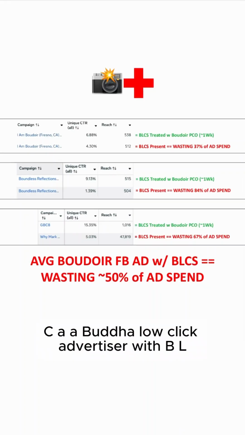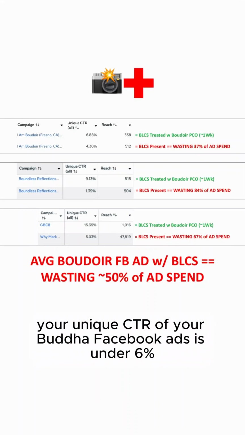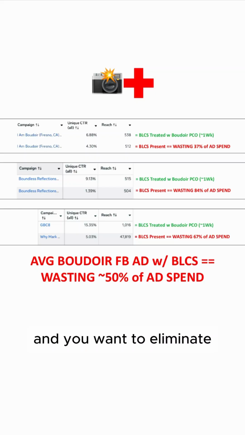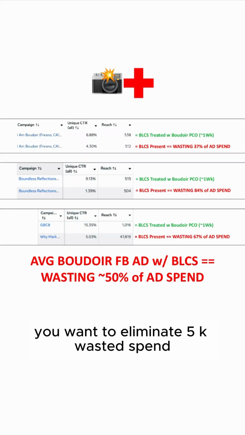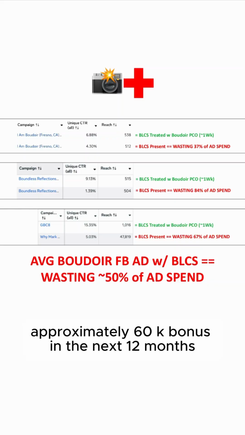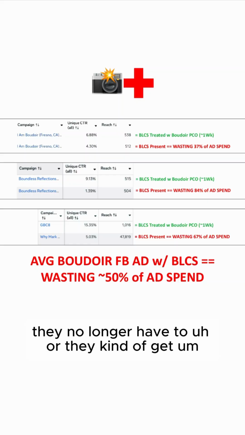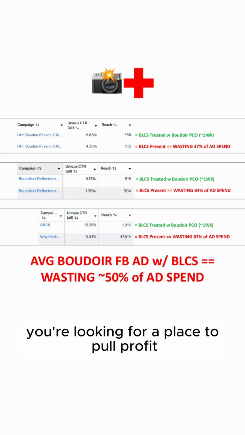So if you're a BLCA, a Boudoir low click advertiser with BLCS, Boudoir low click syndrome, your unique CTR on all of your Boudoir Facebook ads is under 6%, and you want to eliminate 5K wasted spend. So if you're spending more than 10 grand a month, you want to eliminate 5K wasted spend, put it back in your pocket, not have to waste it, and have approximately a 60K bonus in the next 12 months, residually, and you're looking for a place to pull profit out of your business.